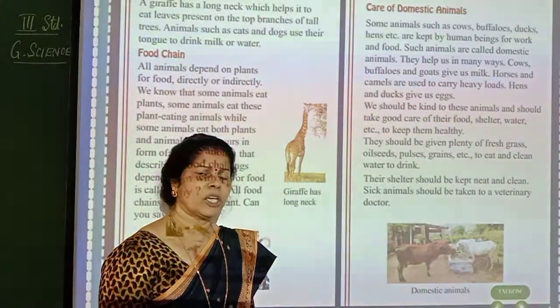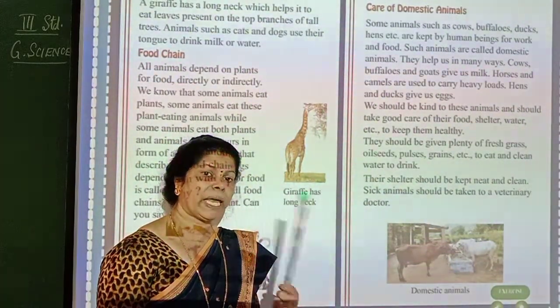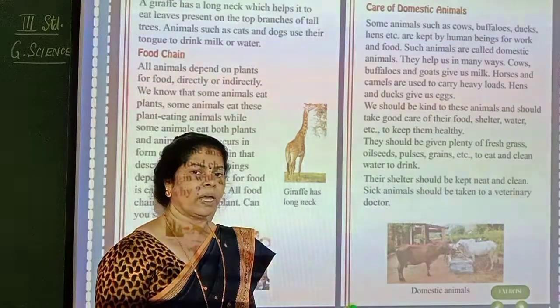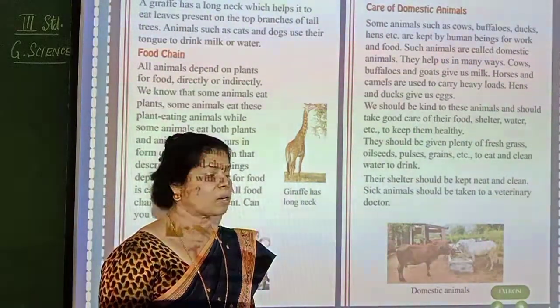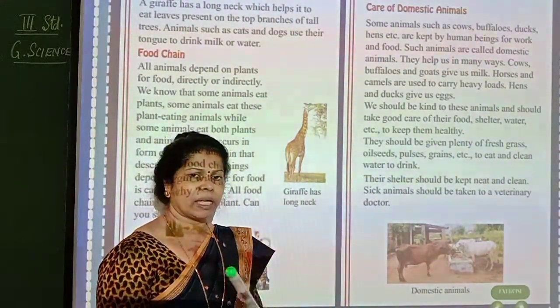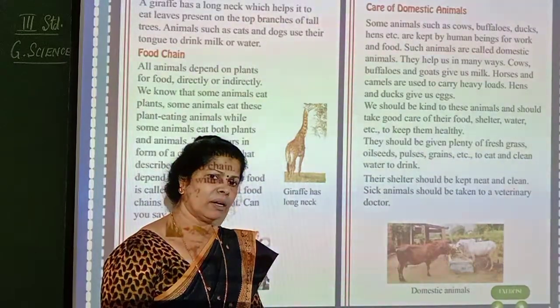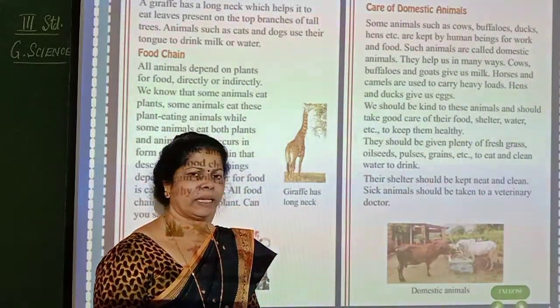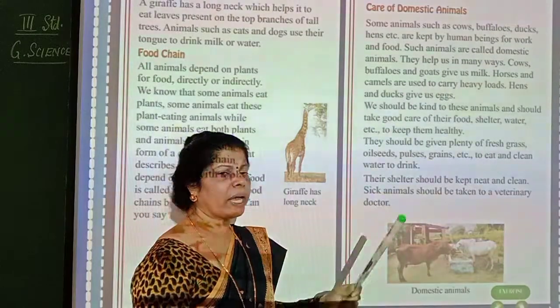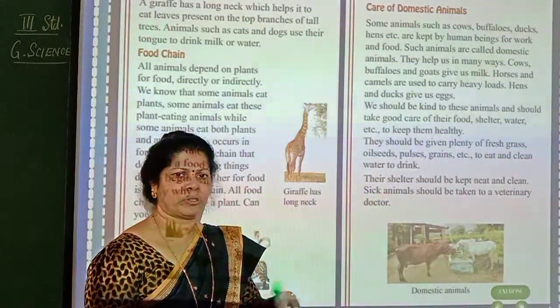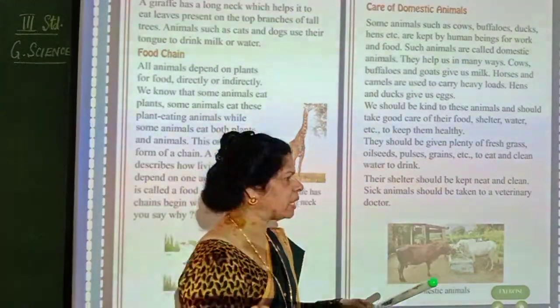That is called domestic animals. So you are rearing those animals. Understood? Those animals which you rear are called domesticated animals. And the animals which are found in the forest are called wild animals. The animals which you train and rear are called domesticated animals.